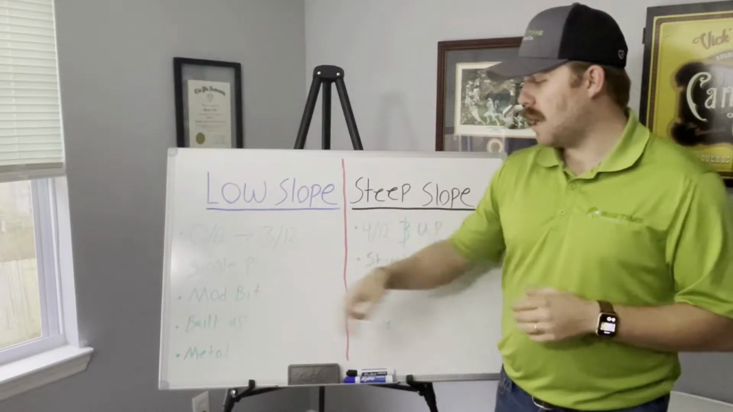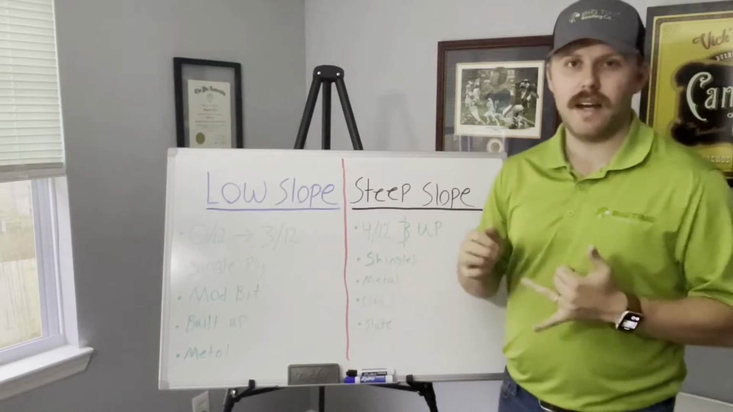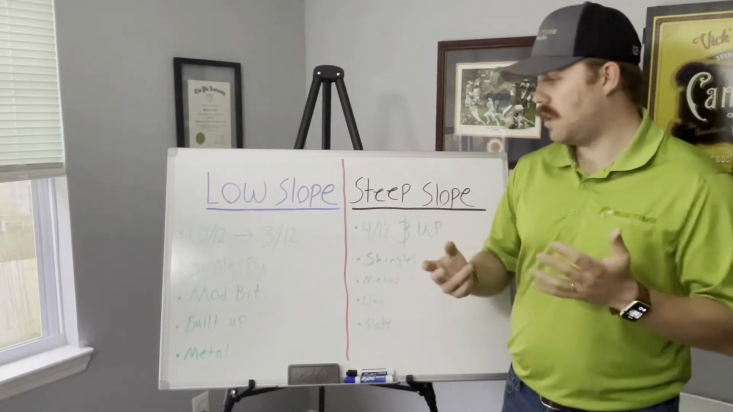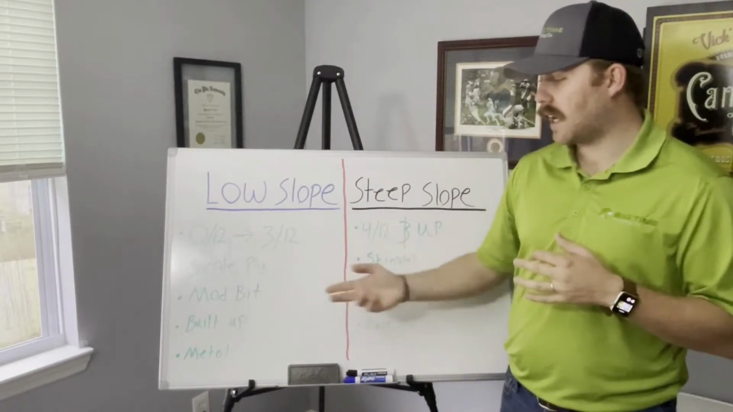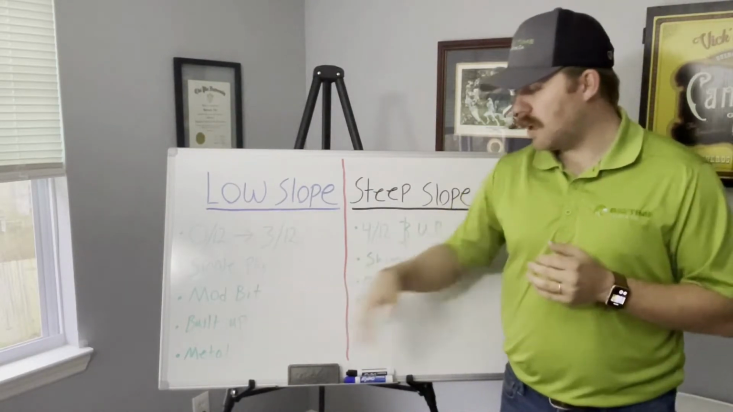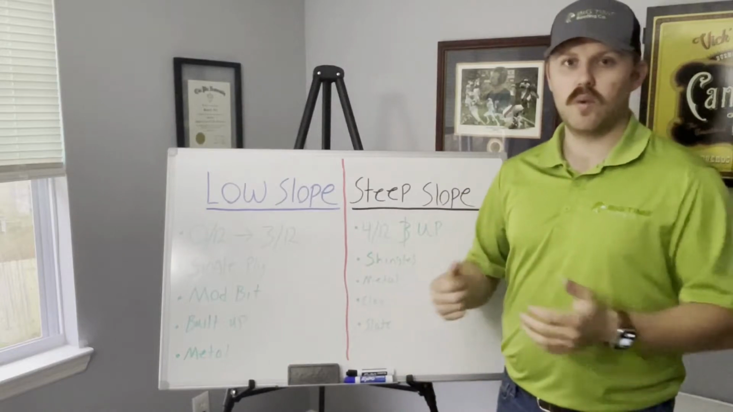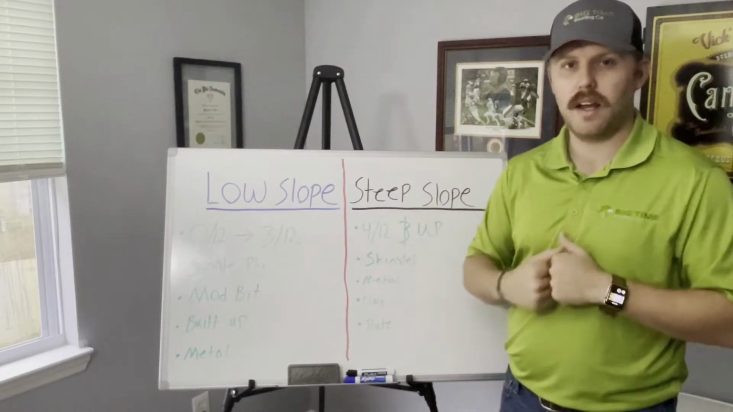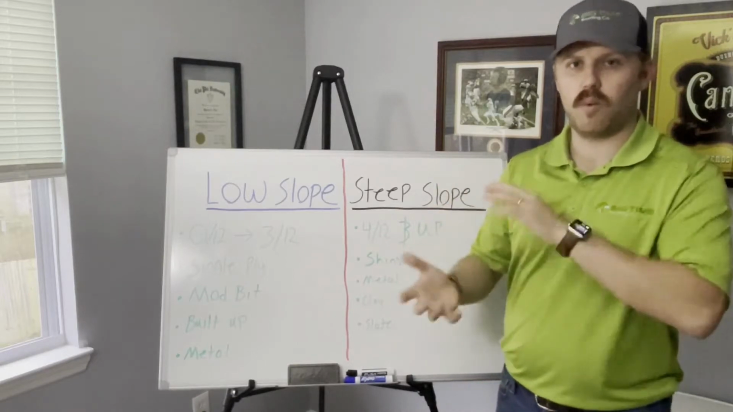The next is mod bit. So you have cold applied and torch applied. This is roll out stuff. You typically have a base sheet and a cap sheet. You have built up roofing, which is the old school tar and kettle. You're rolling out tar, you're putting rock in it, you're building up the roof.